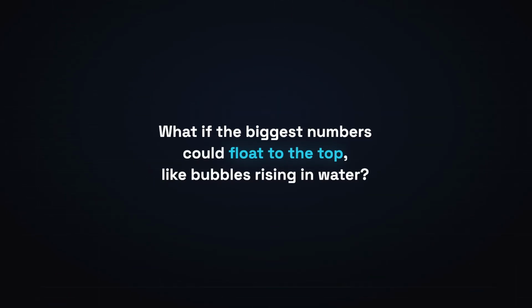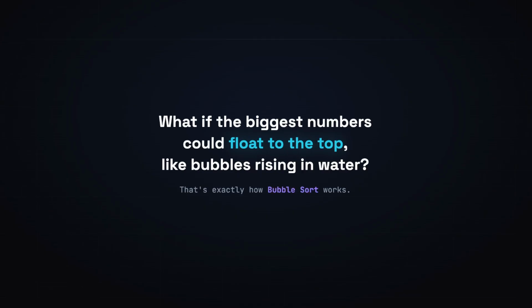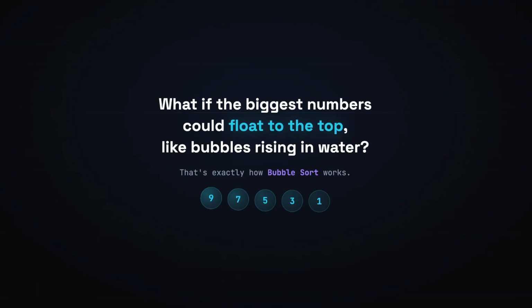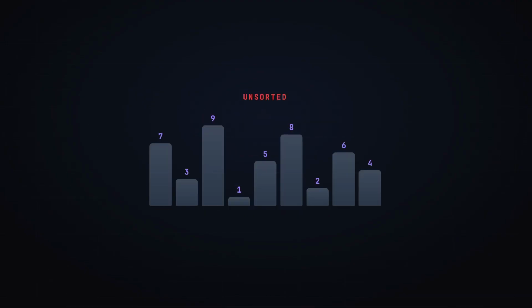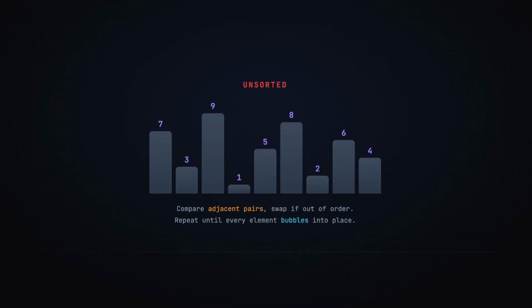What if the biggest numbers could float to the top, like bubbles rising in water? That's exactly how bubble sort works. Here's our unsorted array. 9 elements in total chaos. Bubble sort walks through the array, comparing neighbors and swapping them, until every element floats to its correct position.